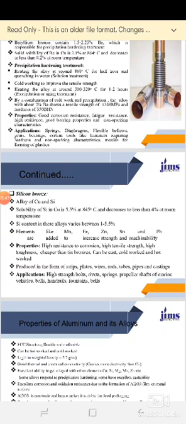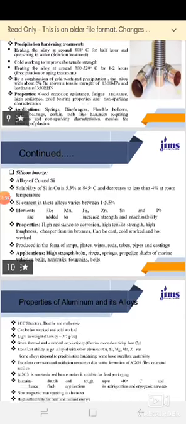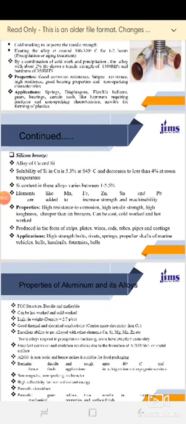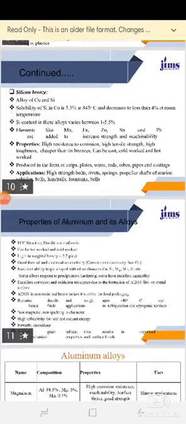Properties: it has high resistance to corrosion, high tensile strength, high toughness, cheaper than tin bronze, and can be cast, cold worked and hot worked. It is produced in the form of strips, plates, wire, rod, tubes, pipe and castings. Applications are high strain bolts, rivets, springs, propeller shafts of marine vehicles, bells, handrails, fountain bowls, etc.